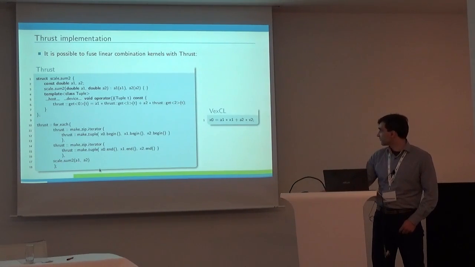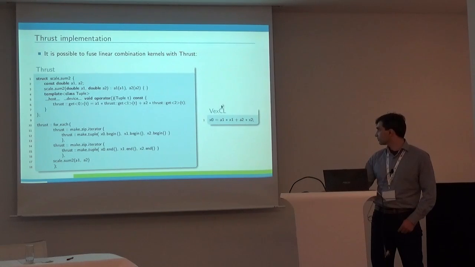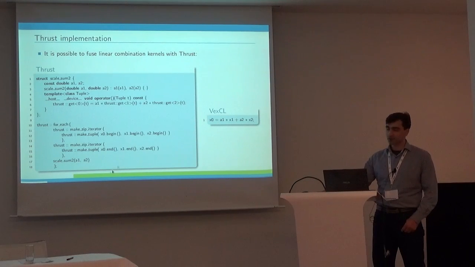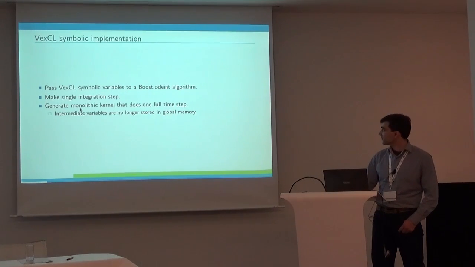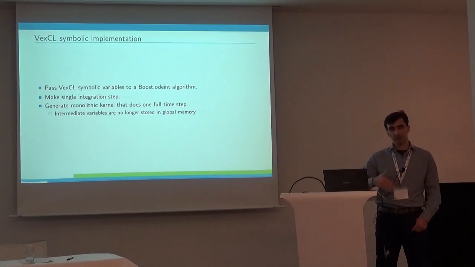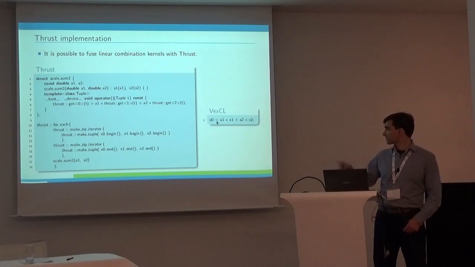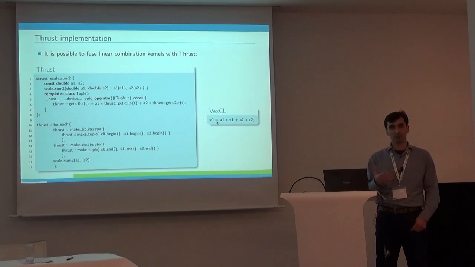And also we can do this with VexCL. You just say that you want x0 to be assigned to a1 times x1 plus a2 times x2. And this kernel that is generated here will be equal in performance to this Thrust kernel. And with VexCL symbolic implementation, you take this approach to the next level, because again, with either Thrust or VexCL, this naive implementation, there is another problem.